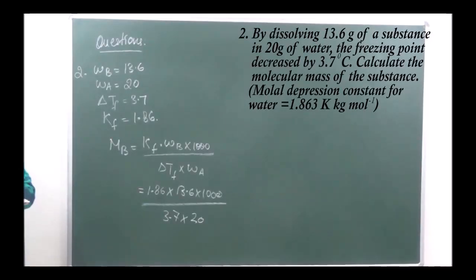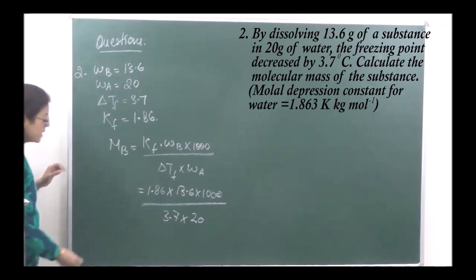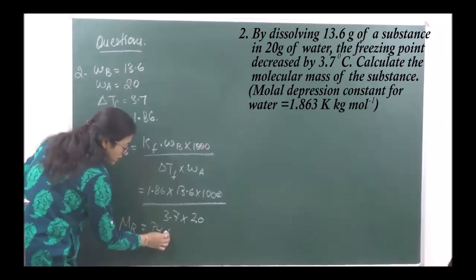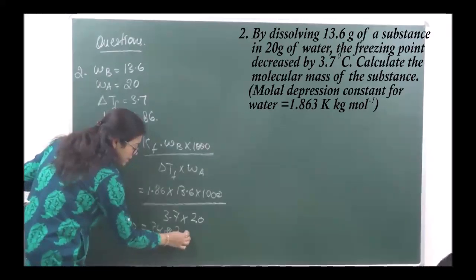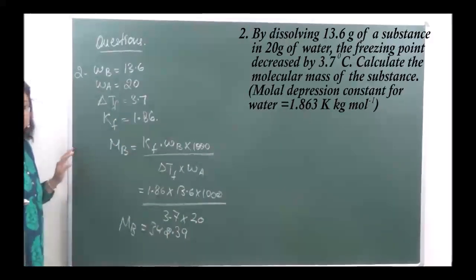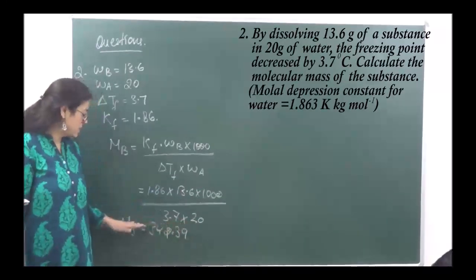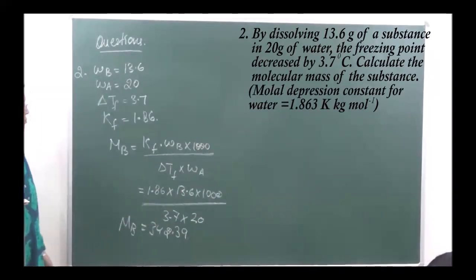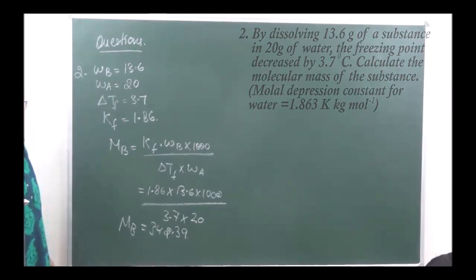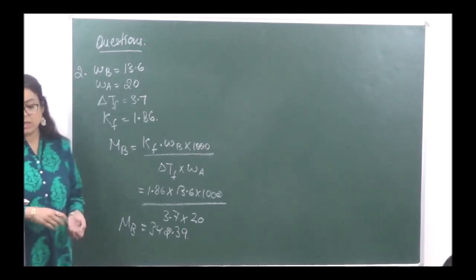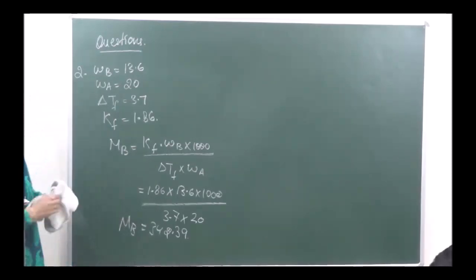When we solve this, Mb comes to approximately 342.39. Okay, so when we are solving this, Mb is coming to 342.39. This is the second question. So this is again a very simple question. Let's go on to question number 3.